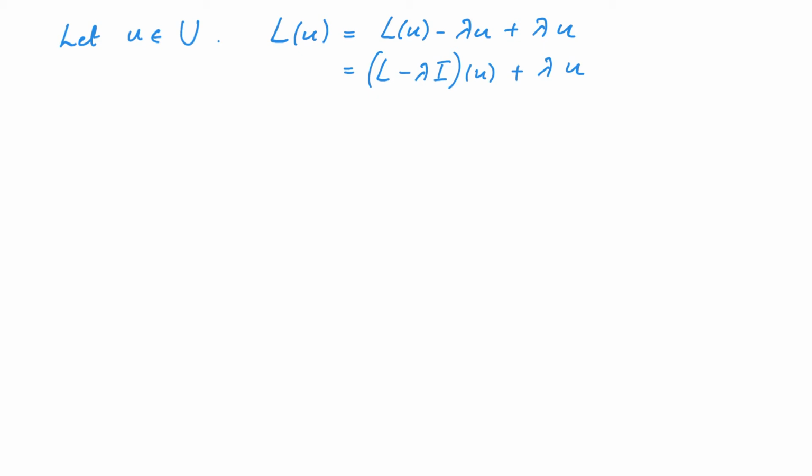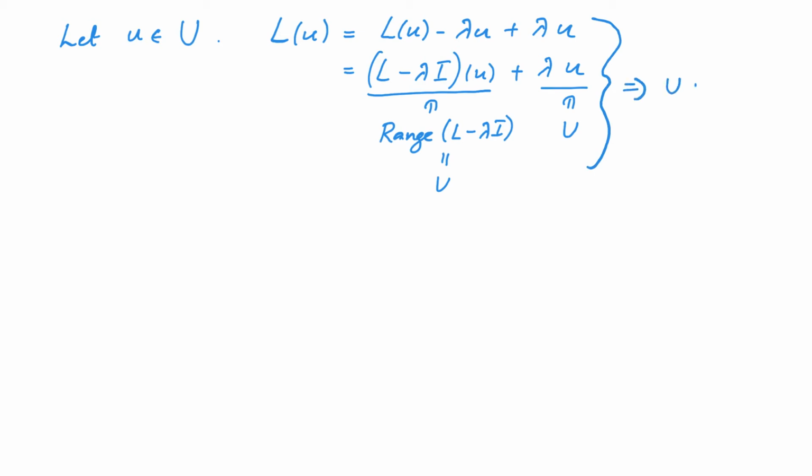Now, to show U is invariant under L, we will take an arbitrary vector u in U and look at L of u. Notice that L of u is equal to L of u minus lambda times u plus lambda times u. But this is equal to L minus lambda times I acting on the vector u, plus lambda times u. Further, notice that this belongs to range of L minus lambda I, which is equal to U. And this also belongs to U, as u belongs to U. Thus, the sum of these two elements belongs to U, or in other words, we see that U is invariant.